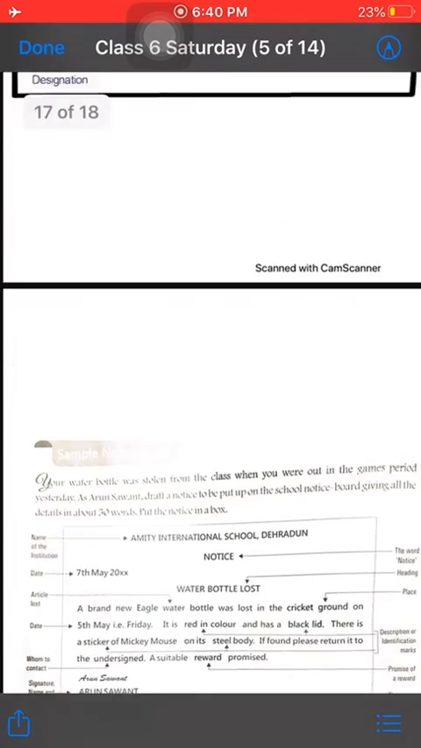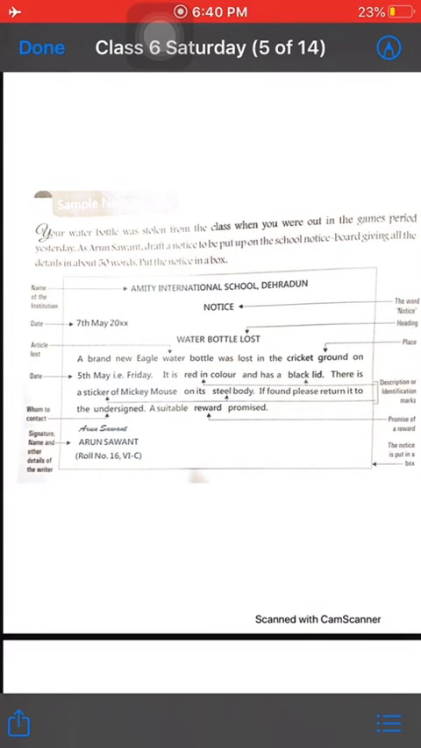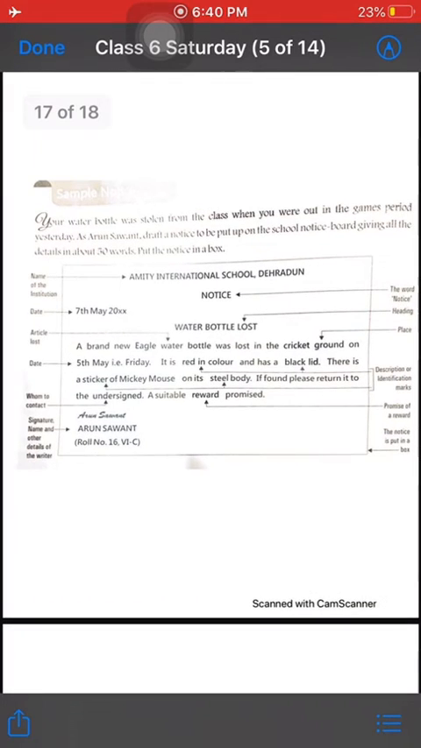Okay. So here I am giving you one example. See that this is from your BBC only. Like your water bottle was stolen from the class when you were out in the games period yesterday. As Arun Sawant, draft a notice to be put up on the school notice board giving all the details in about 50 words. So here no school is being given, no name is being given, so we have to choose it ourselves. So here name of the institution is given like this: Amity International School, Dehradun. Everything is in the bold letters.